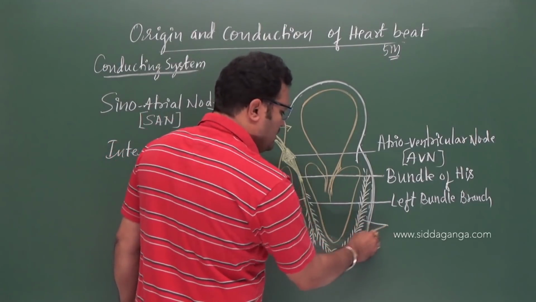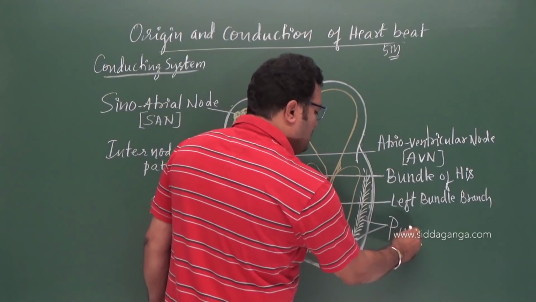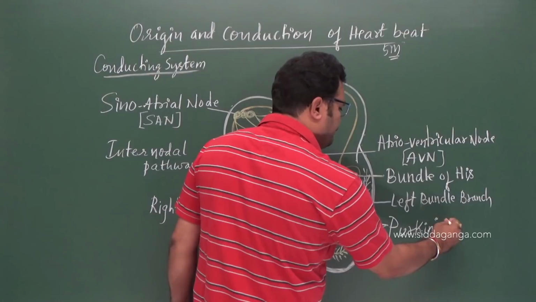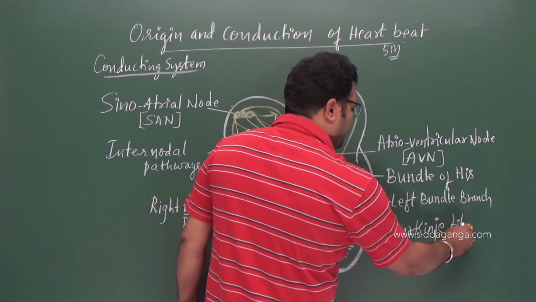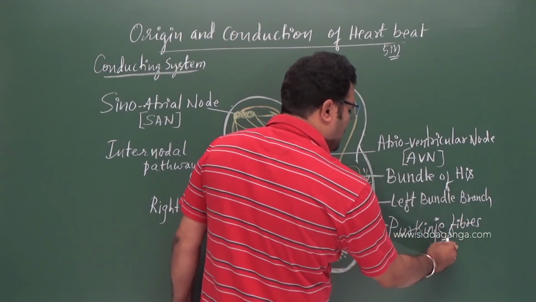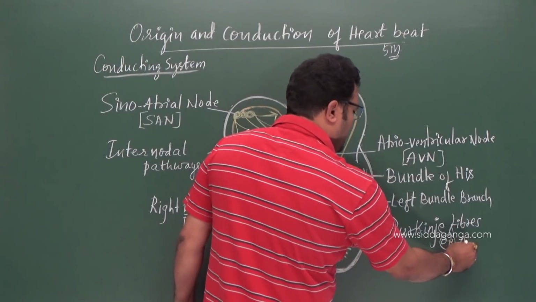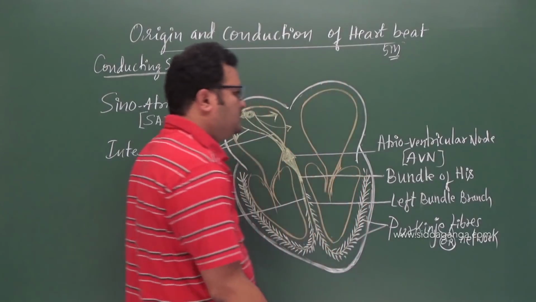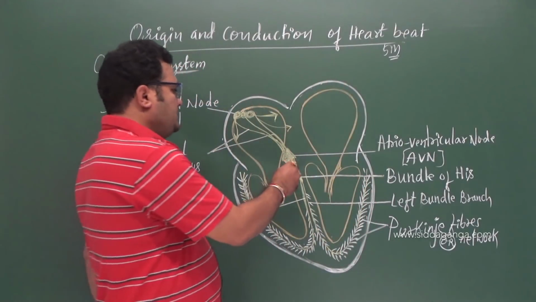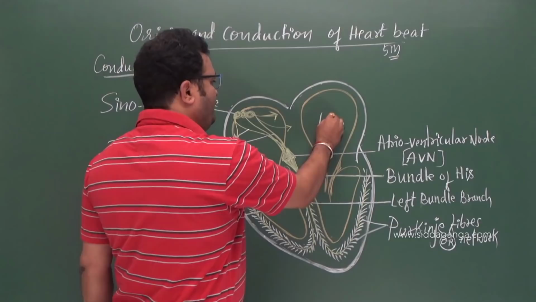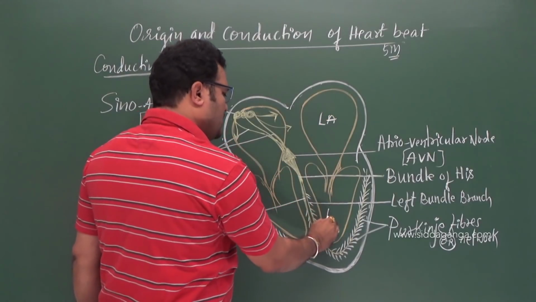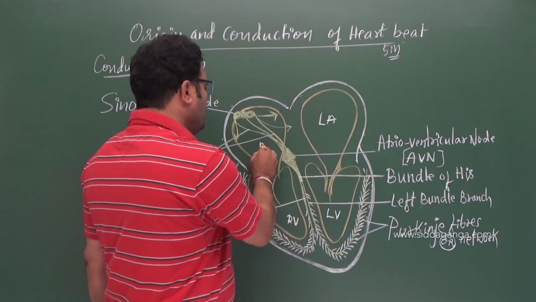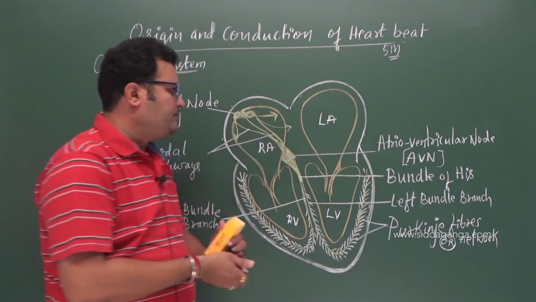Yes, these are called Purkinje fiber or network. So this one is left auricle, and this one is left ventricle, this one is right ventricle, this one is right auricle.